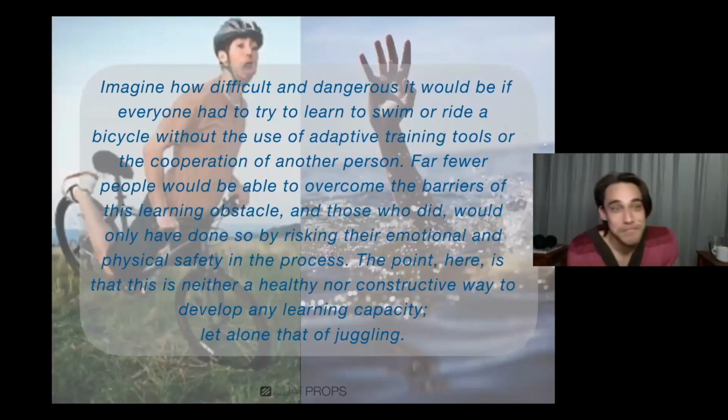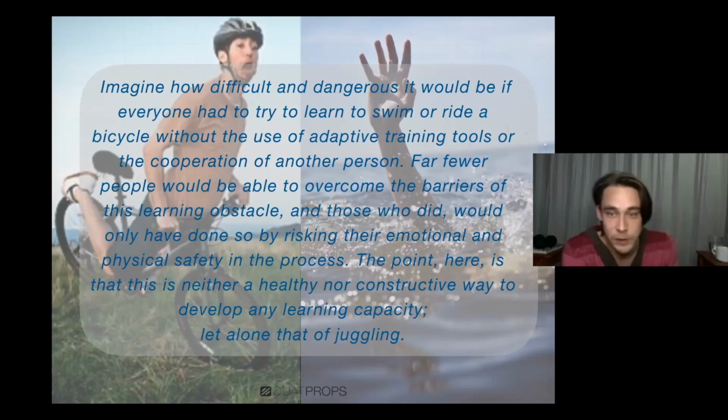So just imagine how difficult and dangerous it would be if everyone had to try to learn to swim or ride a bicycle without the use of adaptive training tools or the cooperation of another person, right? Imagine a world where training wheels didn't exist, flotation devices didn't exist. Everyone who ever learned how to ride a bicycle did it on their own in open space, and the same thing for swimming. In this world, far fewer people would be able to overcome the barriers of this learning obstacle. And the few people who managed to overcome those obstacles would have only done so by risking their physical and emotional safety, right?